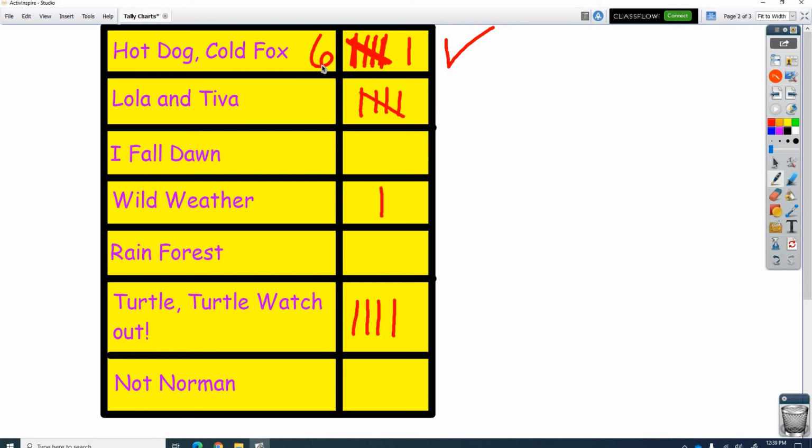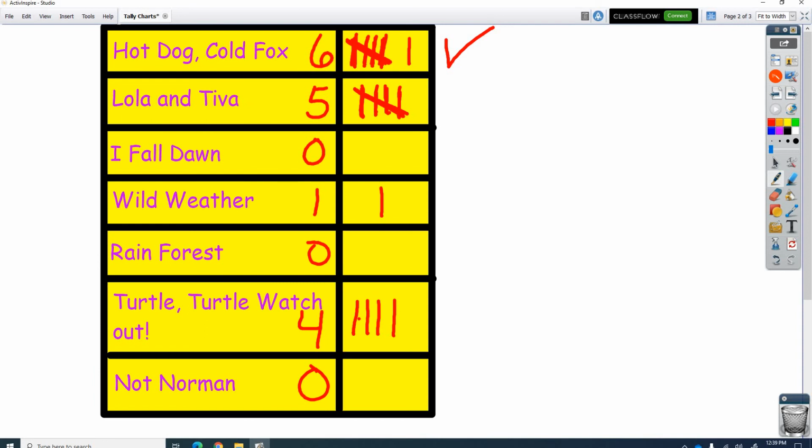How many votes did Lola and Tiva get? Yeah, they got 5, because remember, when you see the lines like this and then the one line that goes across, that means 5. We know I Fall Down got 0. What about Wild Weather? Yeah, it just had 1. What about Rainforests? Yep, 0. What about Turtle Watch Out? Yep, it had 4 because there's 4 tallies. And then Not Norman got 0.